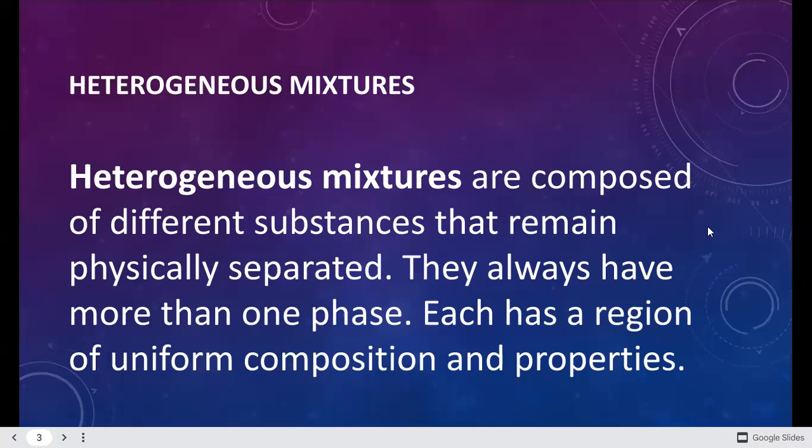Do you have your notes with you? When you say heterogeneous mixtures, these are mixtures composed of different components that you can actually see. They are physically separated. They always have more than one phase. Each has a region of uniform composition and properties, because again, you can see layers in them. This topic was exhibited in the last science exhibit by grade 6.